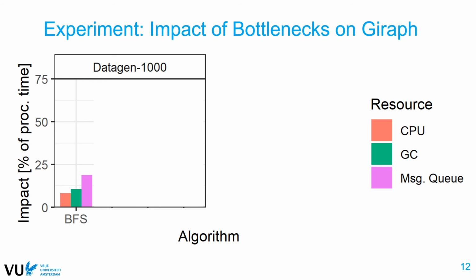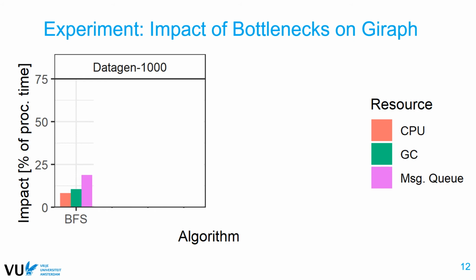Each bar in the figure represents a different resource. The height of each bar indicates the total impact of bottlenecks on the corresponding resource as a percentage of the graph application's processing time. From left to right, the bottlenecks analyzed for this experiment are CPU bottlenecks, garbage collection or GC bottlenecks, and message queue bottlenecks.